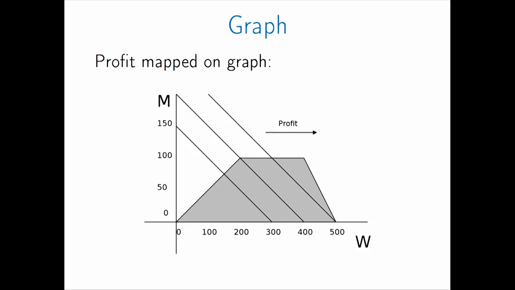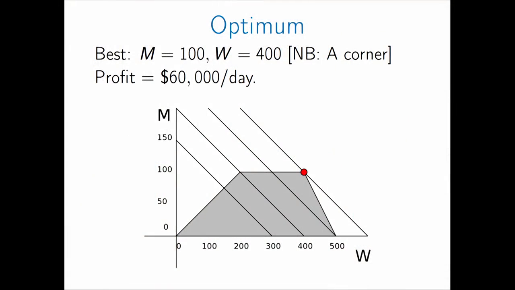And if we want to plot that on our graph, we can do it as follows. So these lines that I've drawn are lines of equal profit. There's a line with $30,000 a day, and then $40,000 a day, and then $50,000 a day. And sort of as you go from left to right or from bottom to top, you make more profit. So what we're trying to do now is we're trying to say, well, what can we do to get the most profit? And it turns out the best you can do is at this point here. Note that it's a corner of the allowable region. It's where we have 100 machines and 400 workers, and the total profit is $60,000 a day.